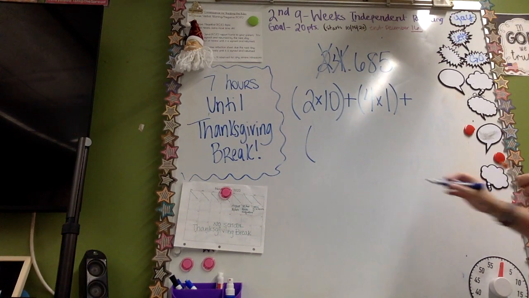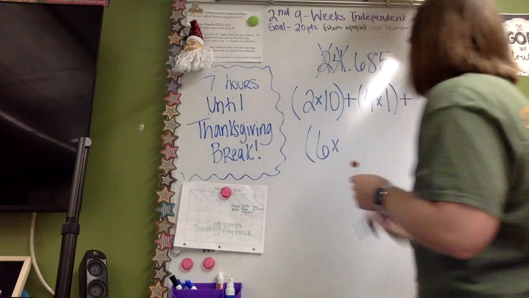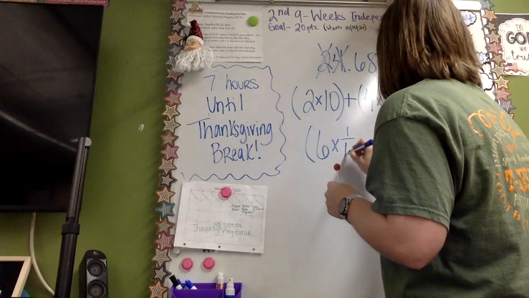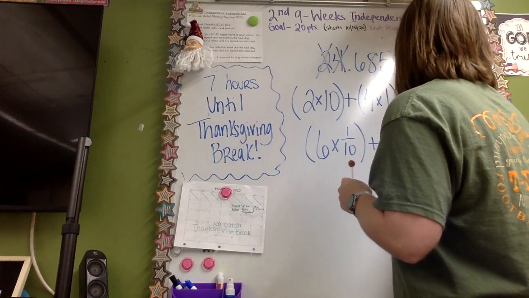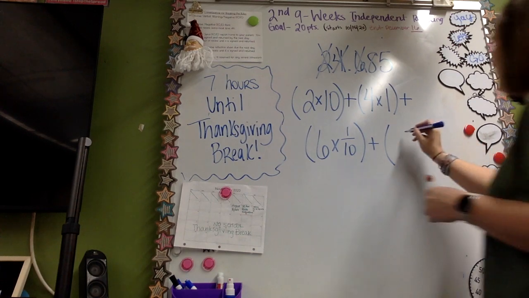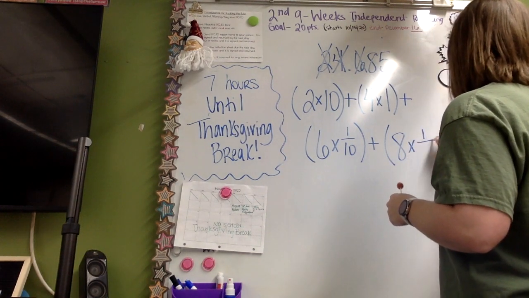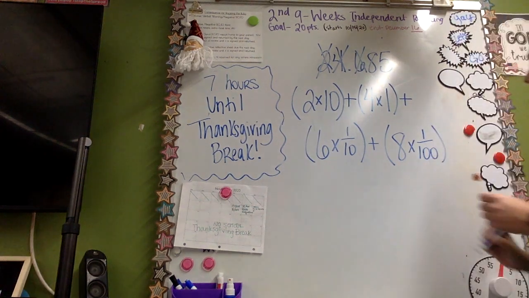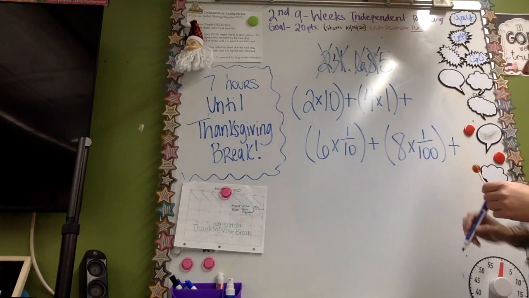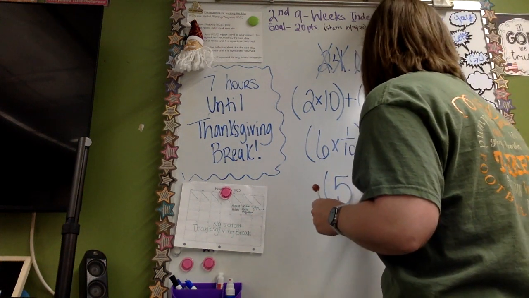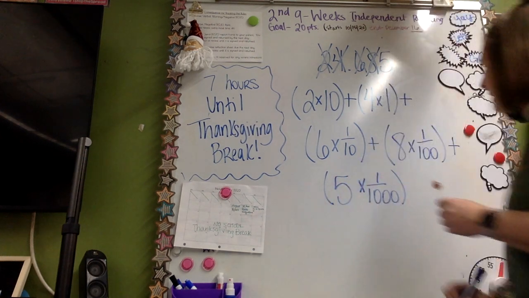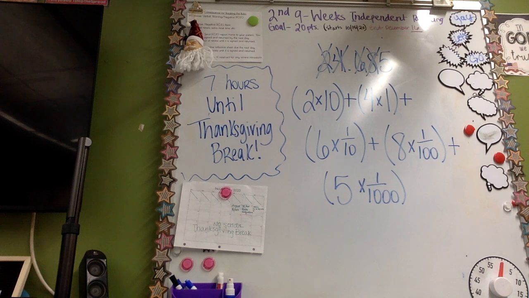Now move on to my 6. 6 times what place is that in? The tenths. So 1/10. Now I'll move on to my 8. 8 times what place? Hundredths. So 1/100. Mark out the 8. Now last but not least, 5 times 1/1,000. That is expanded form.